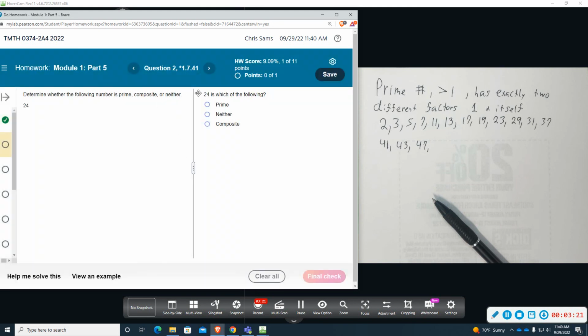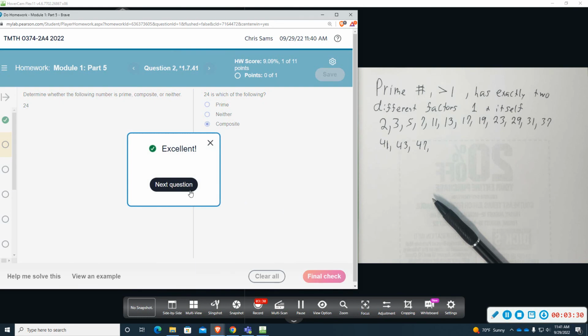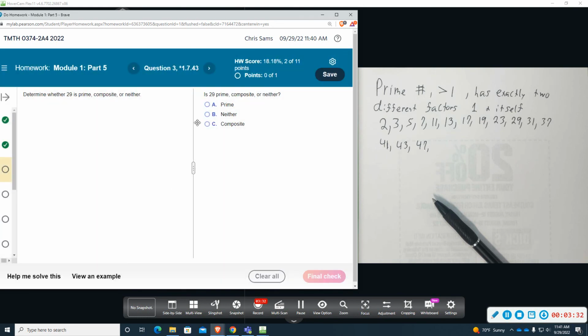And then 24, you see it's not in our list. It's composite. Anything even bigger than 2 is going to be composite. And then 29, prime, composite, or neither? So 29 falls on our list. It's going to be prime.